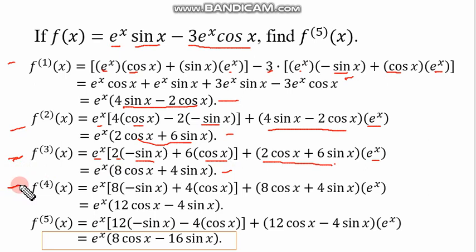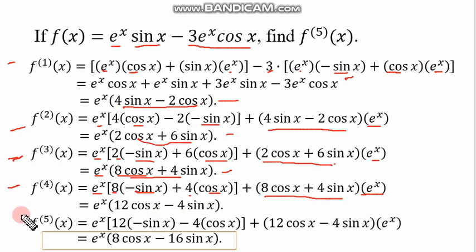We'll get the fourth order. Again, using the product rule, we will get the derivative of the third order to get the fourth order. So e raised to the x times the derivative of 8 cosine x, that's 8 times the derivative of cosine x, which is negative sine x, plus 4 times the derivative of sine x, which is cosine x, plus the second part, which is 8 cosine x plus 4 sine x times the derivative of e raised to the x, again, which is itself. So e raised to the x times the quantity of 12 cosine x minus 4 sine x. This is the fourth order derivative.